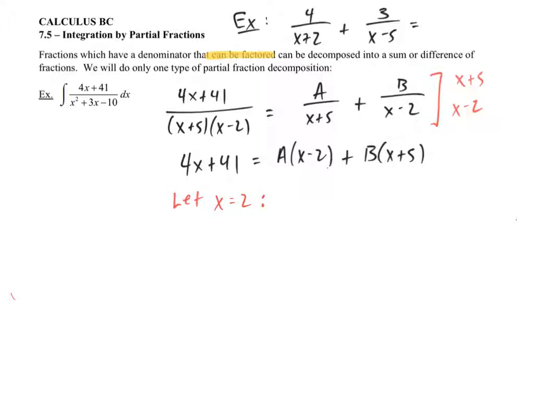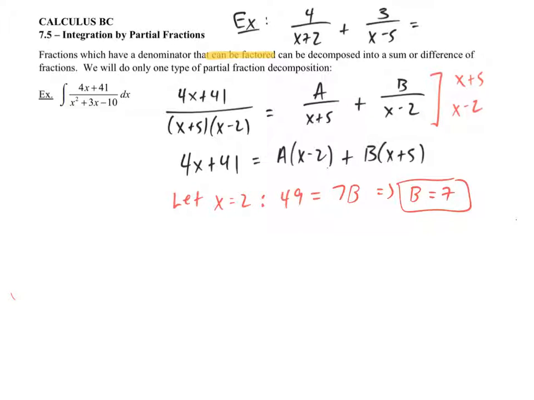So I'm going to plug x equals 2 into my expression here. If I plug x equals 2 into my left-hand side, that's going to give me 49, equal to, if I plug 2 into this first expression, that term goes away, and if I plug it into this term, I get B times 7, which I write as 7B. And that tells me that B is equal to 7.